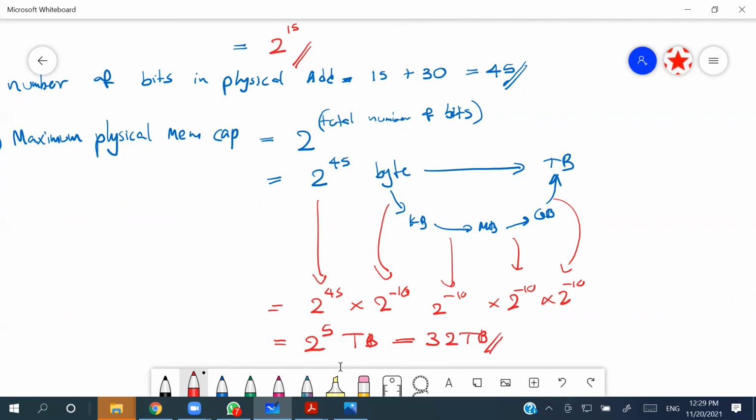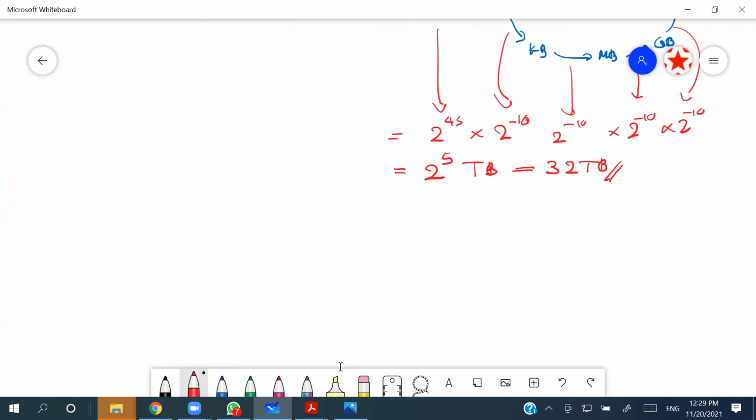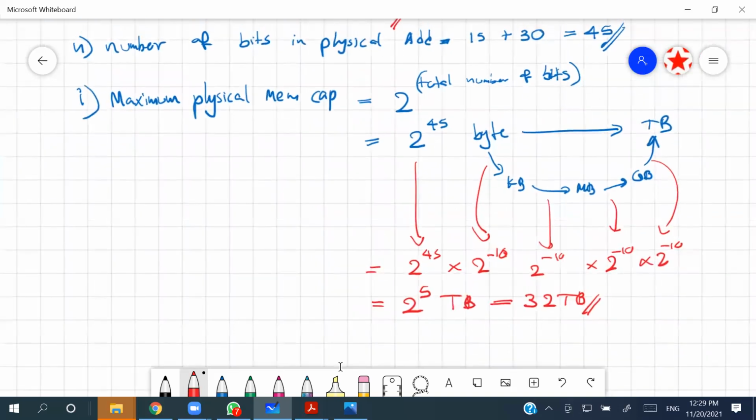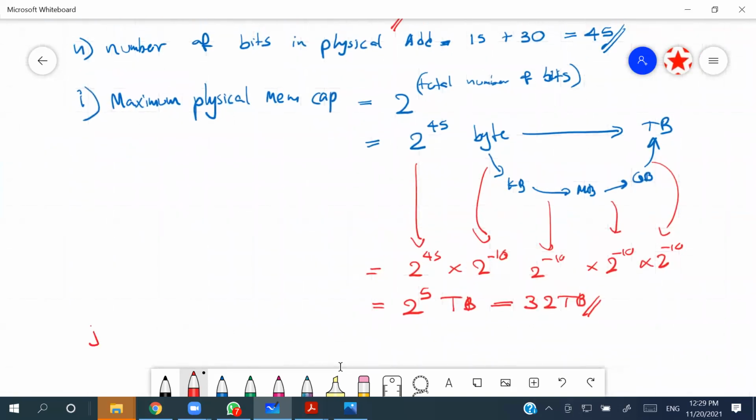So the address range, that is easy. For part J, I'm sorry, F, G, H, I, J, the address range is going to be 0 to 2 to the power 45 minus 1.